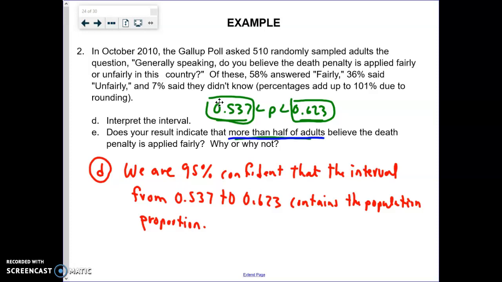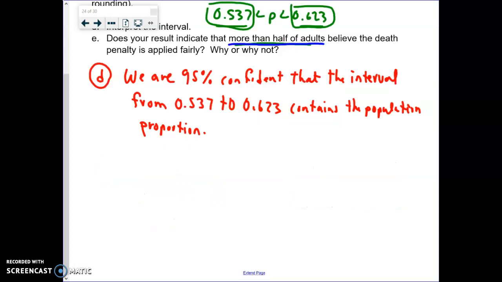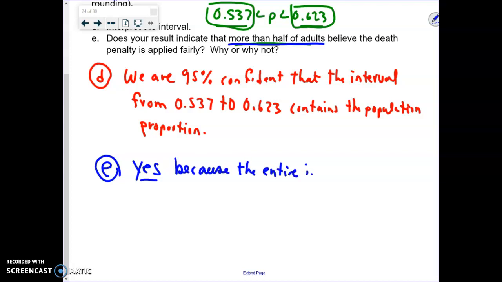So to answer that question for E, does your result indicate that more than half of adults believe the death penalty is applied fairly? The answer is yes. Why? Because the entire interval is greater than 0.5. That's not even in our interval, it's below our interval.